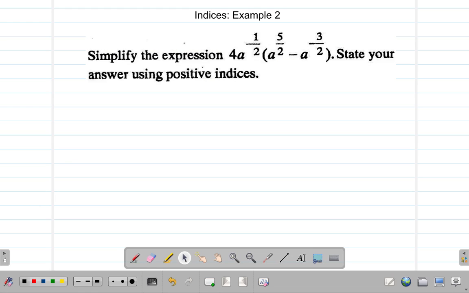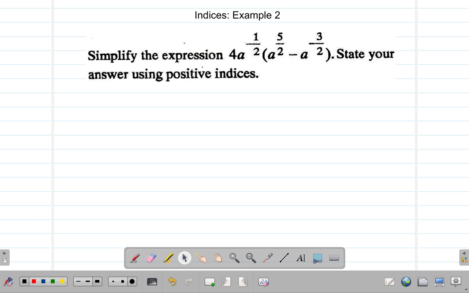Indices, example 2. You must simplify this expression. It's 4a raised to the half multiplied by, and then in bracket you have a to the 5 halves minus 3a to the 3 halves. State your answer using positive indices. Alright, so go ahead and try.